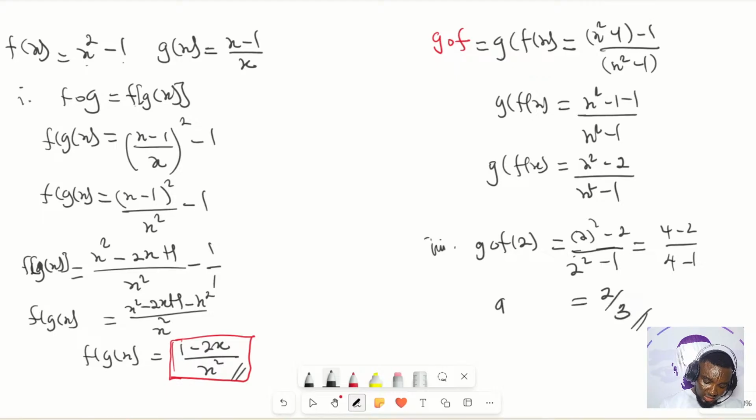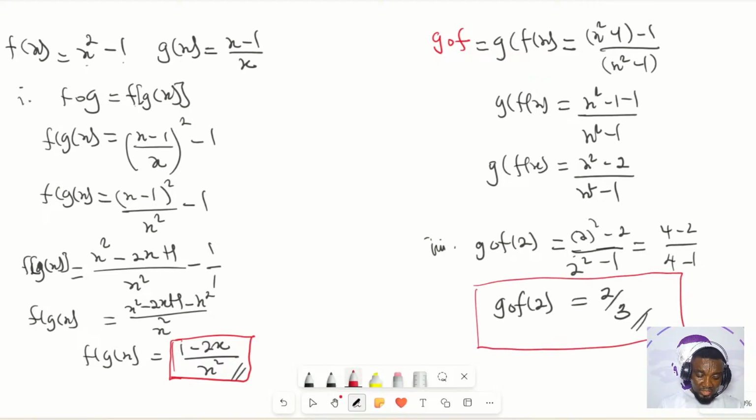So it means that our g of f of 2 is 2 over 3, right? So it's a function g of f of 2. I believe you should have 2 over 3 as your answer. If you got that, or you can corroborate what you got for g of f of 2, then it means that you're on the right track. You are really doing well with the composite functions.